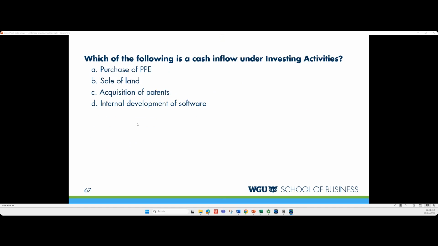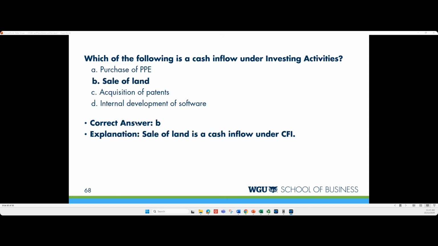Okay, and consensus is B, and that is correct. We sell the land, it creates a cash inflow for us in our cash flow from investing.